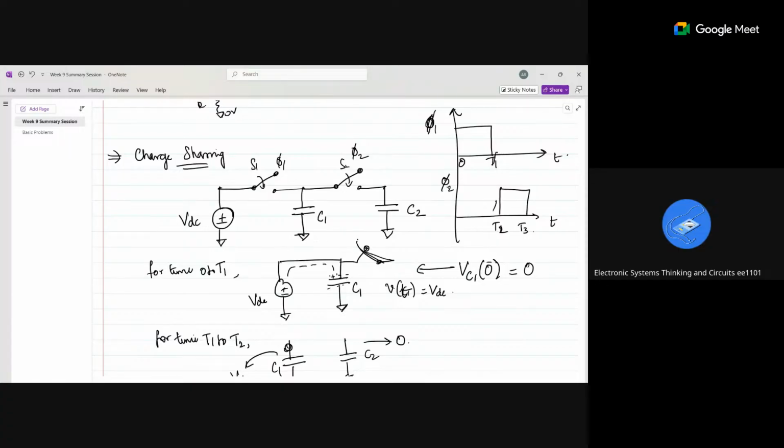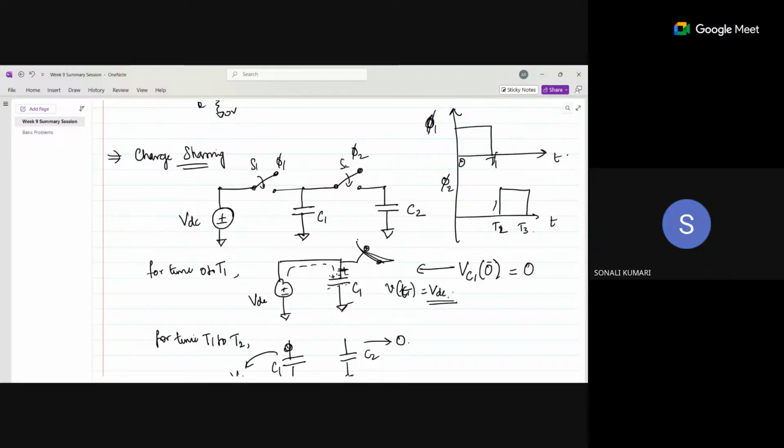Plus, plus, plus, minus, minus, minus. Then there will be some potential difference which will be developed. Since they both are in parallel, after a long time, the voltage across this capacitance will actually become VDC. Right? Are you clear with this?